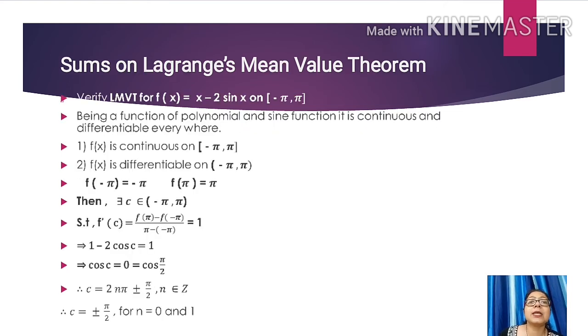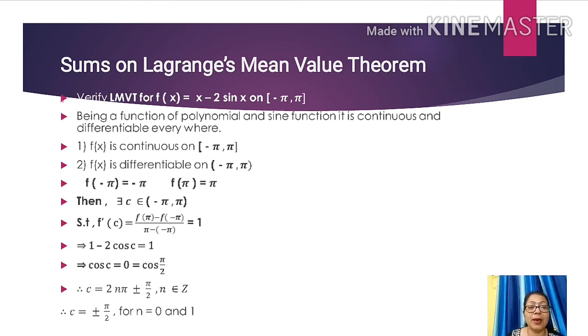Here f(x) is equal to x minus 2 sin x. This is a combination of polynomial and trigonometric functions. So this is continuous in the closed interval [minus pi, pi] and differentiable on the open interval (minus pi, pi). Also we can see that f of minus pi is equal to minus pi and f of pi is equal to pi. So these are not equal.